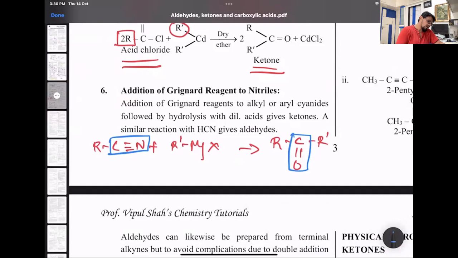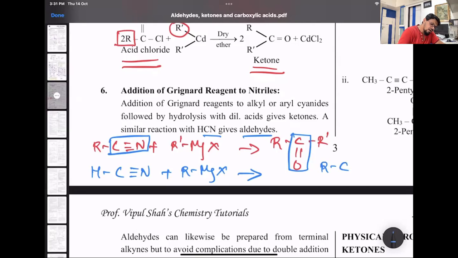And what it says, a similar reaction with HCN gives an aldehyde. This is a very important point. Normally we have alkyl cyanides. If I use hydrogen cyanide, that is HCN, and react it with Grignard's reagent, then what am I going to get? The H part will be there, so this will be an aldehyde. I will get the respective aldehyde, R-CHO.